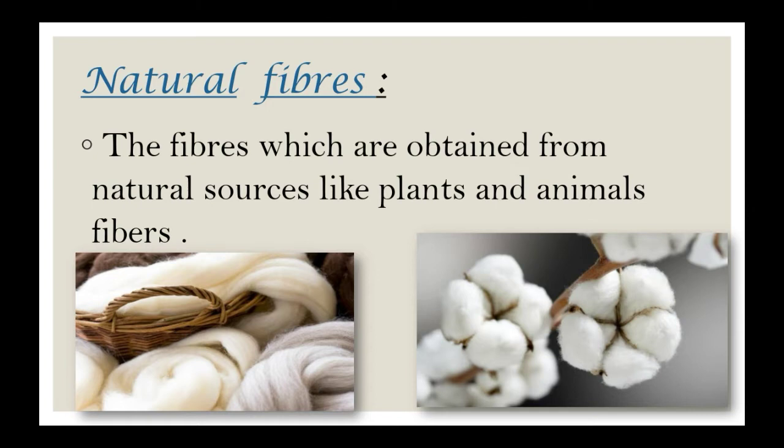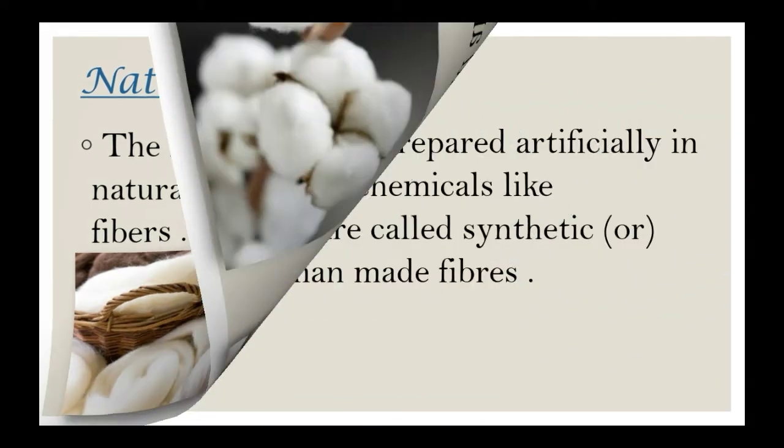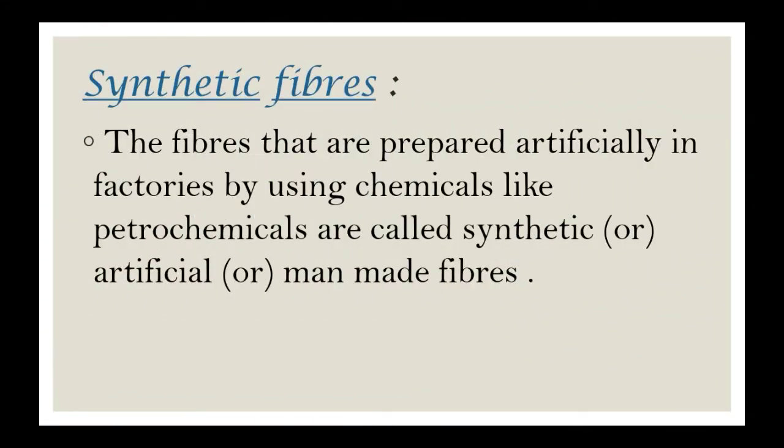The fibers which are obtained from natural sources like plants and animals are called natural fibers. For example, an animal fiber is wool, and an example of a plant fiber is cotton. Next, synthetic fibers. The fibers that are prepared artificially in factories by using chemicals called petrochemicals are called synthetic fibers. They can also be called artificial or man-made fibers.